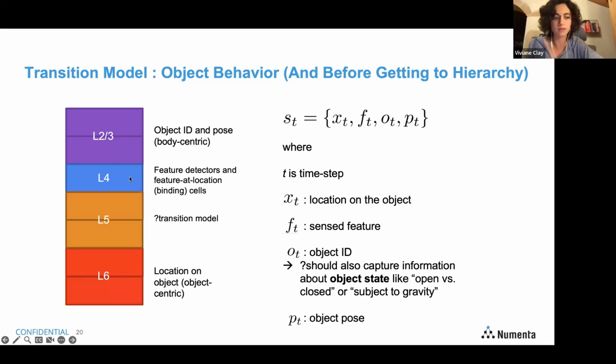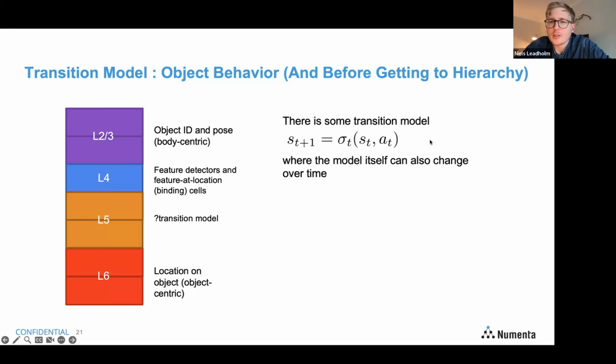Yeah, for sure. So xt is in L6. Sorry, I should have made that clear. xt is meant to be in L6, ft is meant to be more in L4, and ot and pt are up in L2, L3. So none of these are in L5, because technically that would all be part of the transition model. But basically what you're saying is L5 is just telling us the routing, how to move between them. So it's more this model itself that's maybe in L5 rather than the state representations.